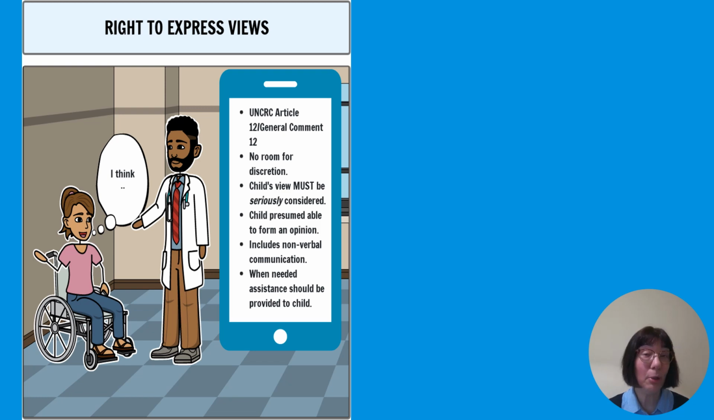Article 12 imposes a legal obligation to respect the views of the child. There is no discretion. There is a legal presumption that a child is able to express their views, and this may be by non-verbal communication. Simply listening to the child, however, is not enough. The views of the child must be seriously considered.